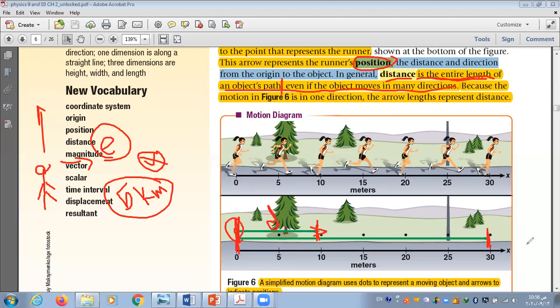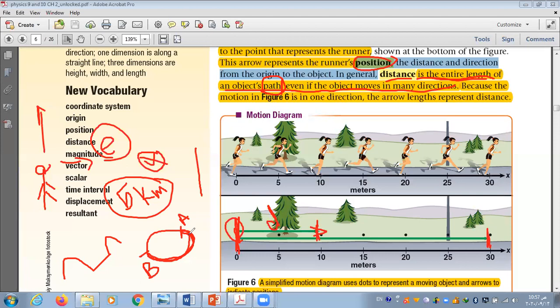The distance is the length that the object travels. The entire length. Don't forget the entire length, because if it is moving in a circle, starting from point A and stopping at point B, this will be the distance. It is the entire length of an object's path. This path could be a straight line, a curve, or a circle. So the length of the entire path. He starts from A and stops at B, so this is the distance.